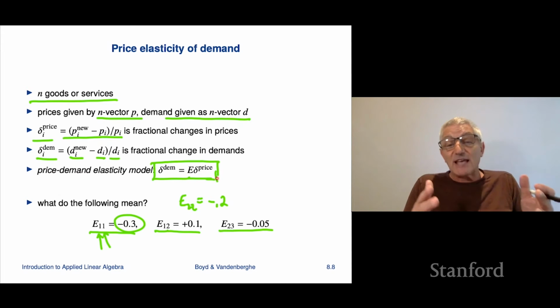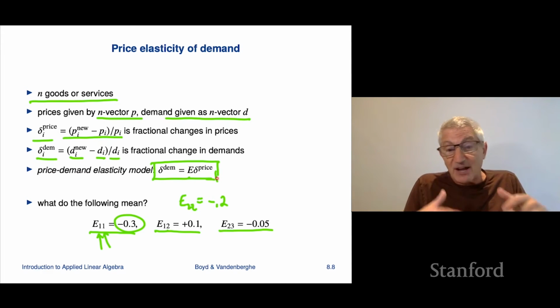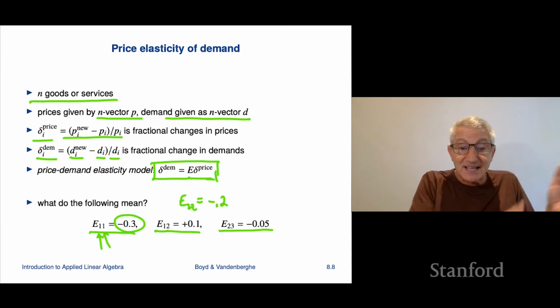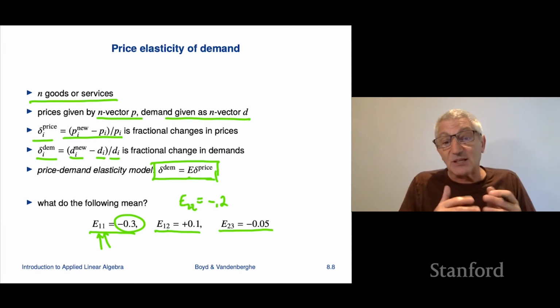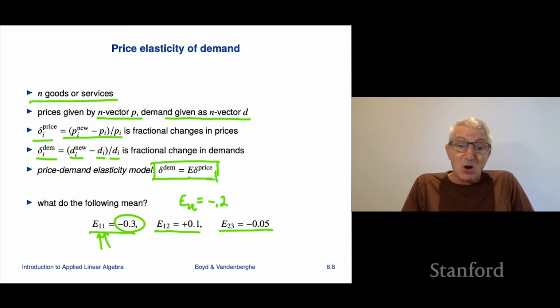Of course, it's only accurate for small changes, right? If I double or triple the price, I would hardly expect this simple linear model to hold. But for small changes, it's actually pretty good. So it's a pretty good way to predict stuff. Okay.